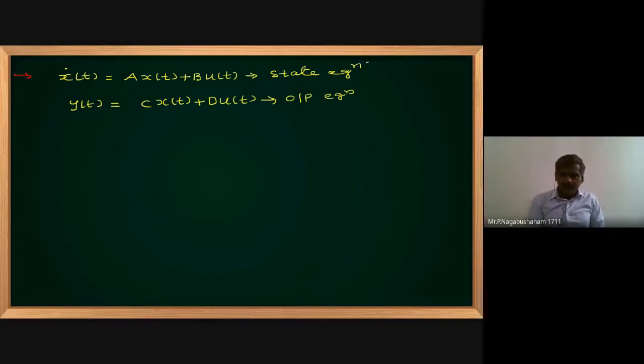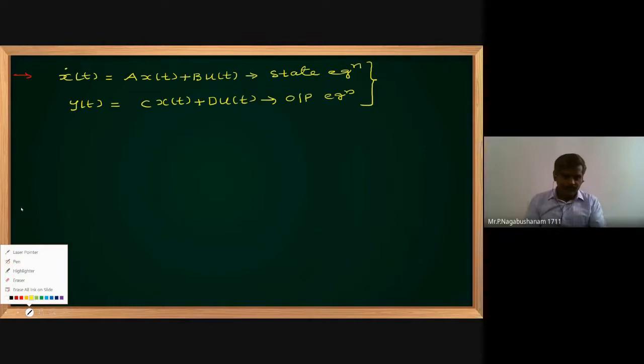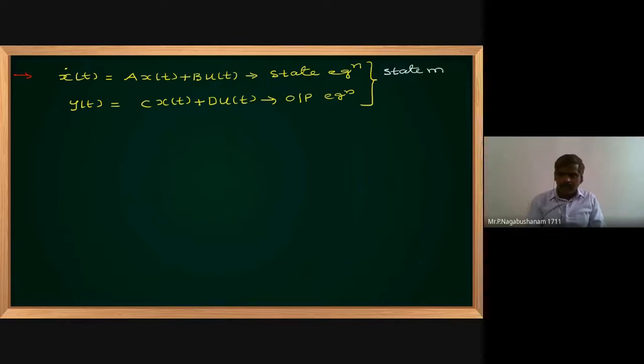These two combined we call the state model of a system. Here y of t is the output and u of t is the input. If you want the transfer function, we have to give the relation between these two.